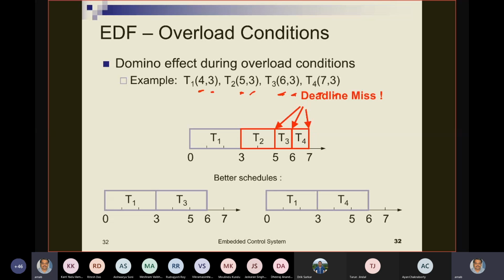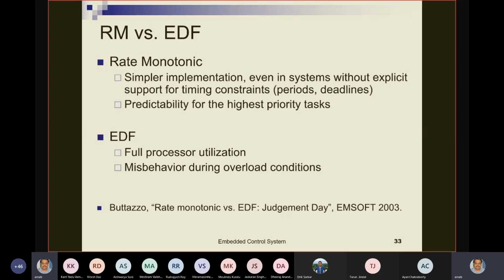And intuitively, you can understand why. Because at any point in time, whenever there is a higher priority task, you give the higher priority task the processor, irrespective of whatever happens to the lower priority task. This is what you do for RM. That is why this is the last slide. Are you on slide number 33?